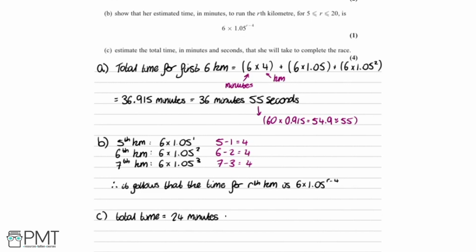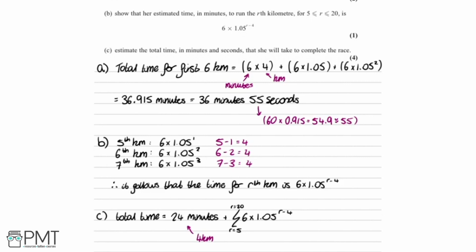And then we're going to add on top of that. And what we're going to use is this general formula that we created in the previous part. So if we do the summation of that formula, 6 times 1.05 to the power of R minus 4. The first 4 kilometres are already taken care of here. So for this summation, we want to go from R equals 5, because we look at the 5th kilometre, and it's a 20 kilometre race, so we want to go up to 20 kilometres here.